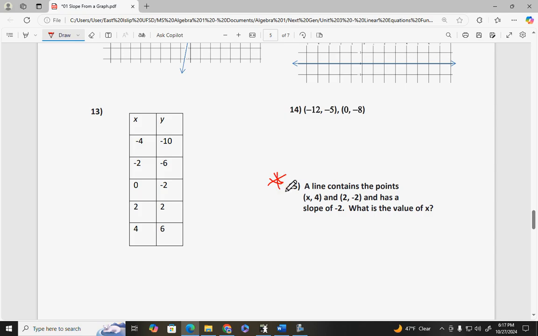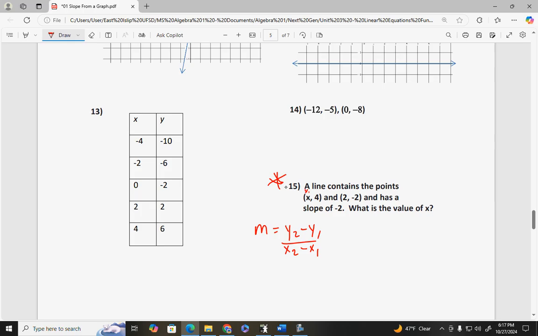So a line contains points x, comma 4 and 2, comma negative 2, and it has a slope of negative 2. What's the value of x? So instead of asking you what is the slope, I gave you the slope, and I'm asking you what is one of the missing coordinates. So if we use the slope formula that says y2 minus y1 over x2 minus x1, and you put in the important information, you'll be able to find it.